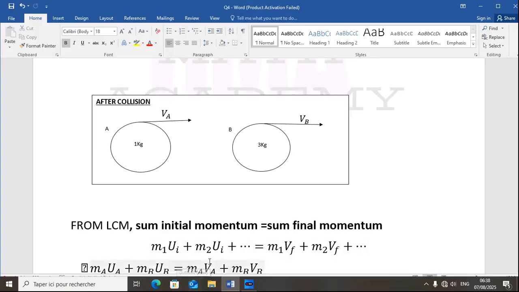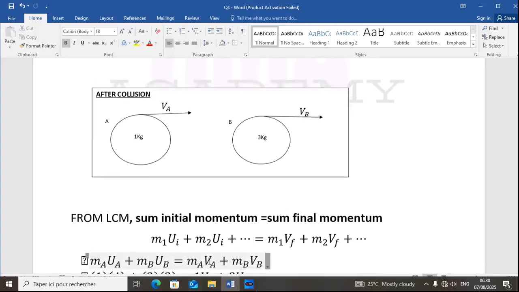Now in our case, we have ma, that's the mass of A. Remember, momentum is simply the mass times velocity. So we have the mass of A times the initial velocity of A, plus the mass of B times the initial velocity of B, is equal to the mass of A times the final velocity of A, plus the mass of B times the final velocity of B.